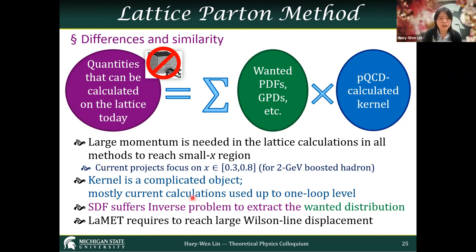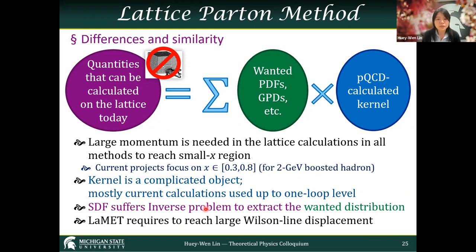Right, so there are actually a lot of recent kernel calculations at next-to-leading order, but most of the latest calculations only apply to one loop. And this might change with the first calculation at next-to-leading order of the pion distribution function that has been done with all the details. So this will change in the next few years. And then the short distance perturbation method also suffers a little bit from the inverse problem, and they have very different ways to deal with that.